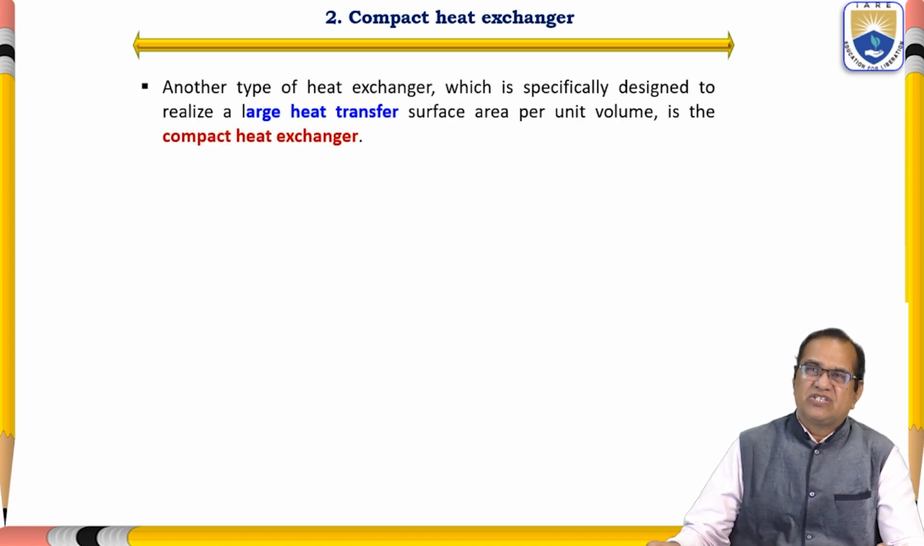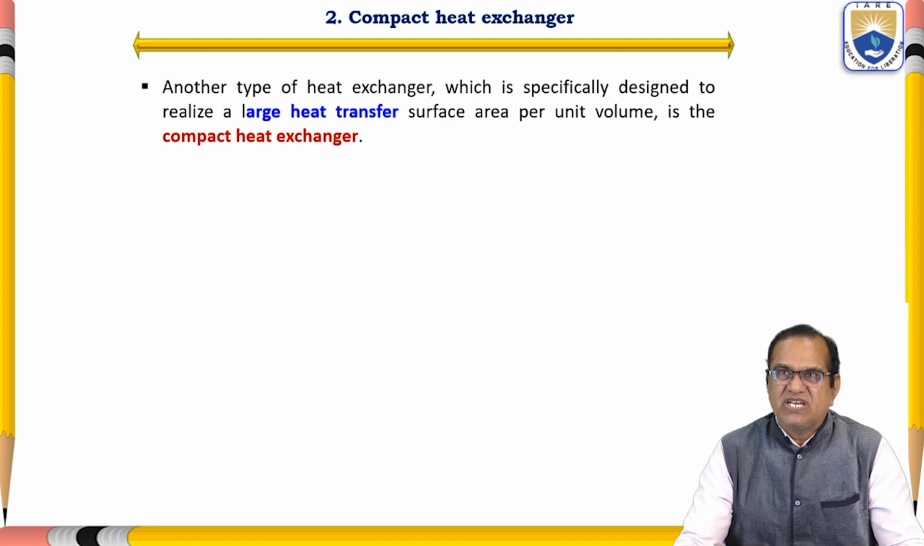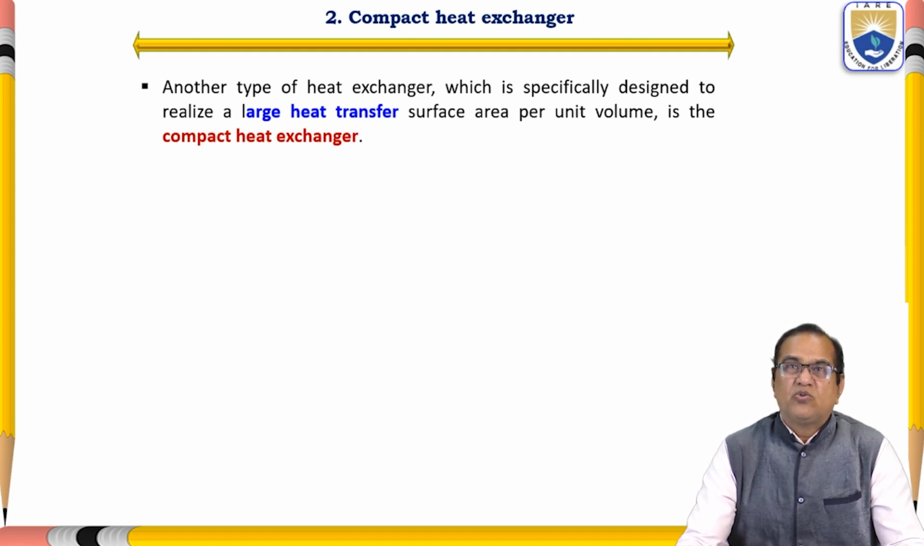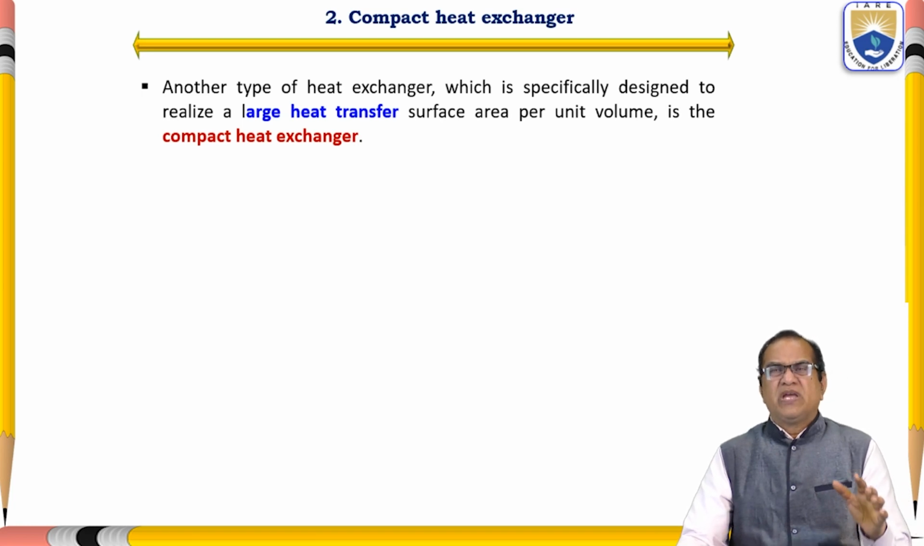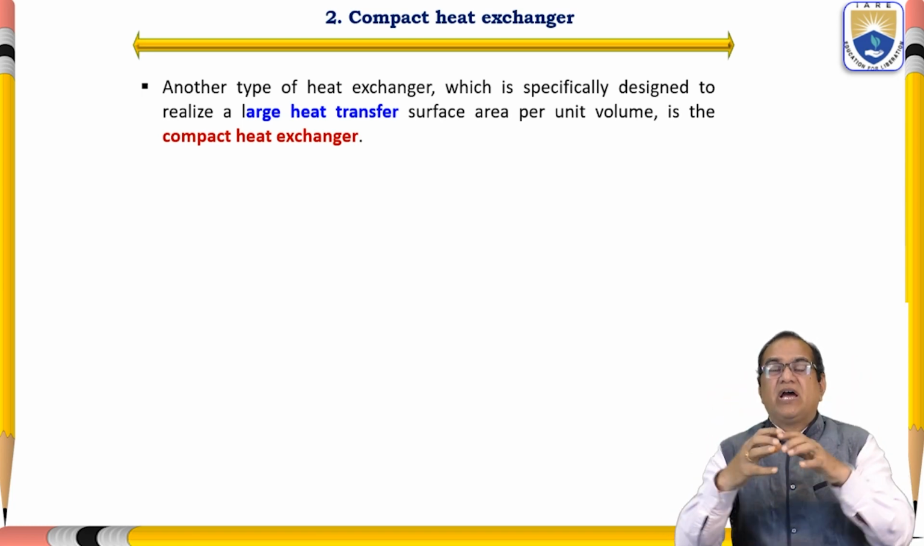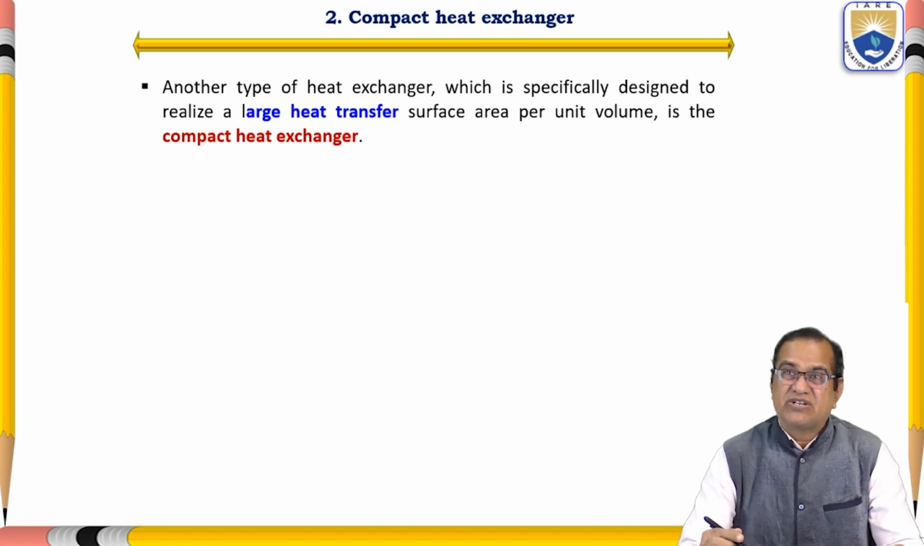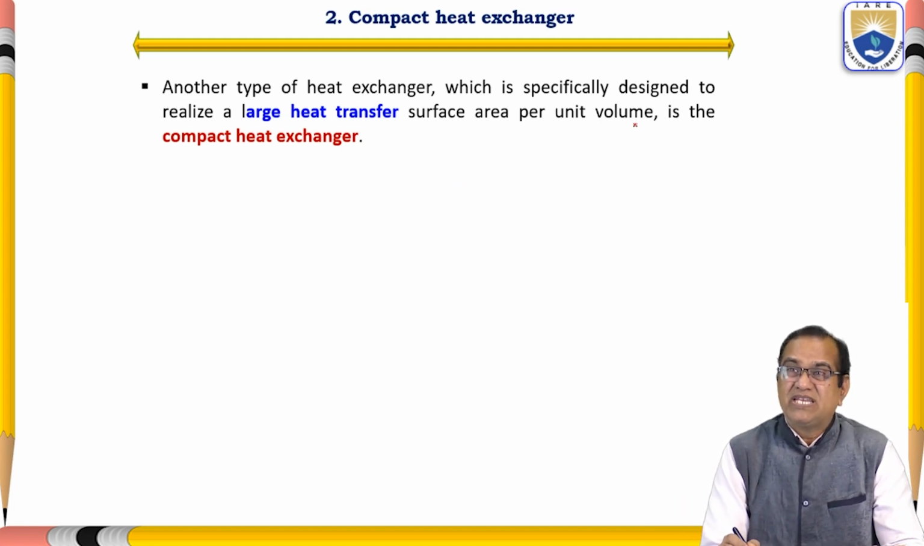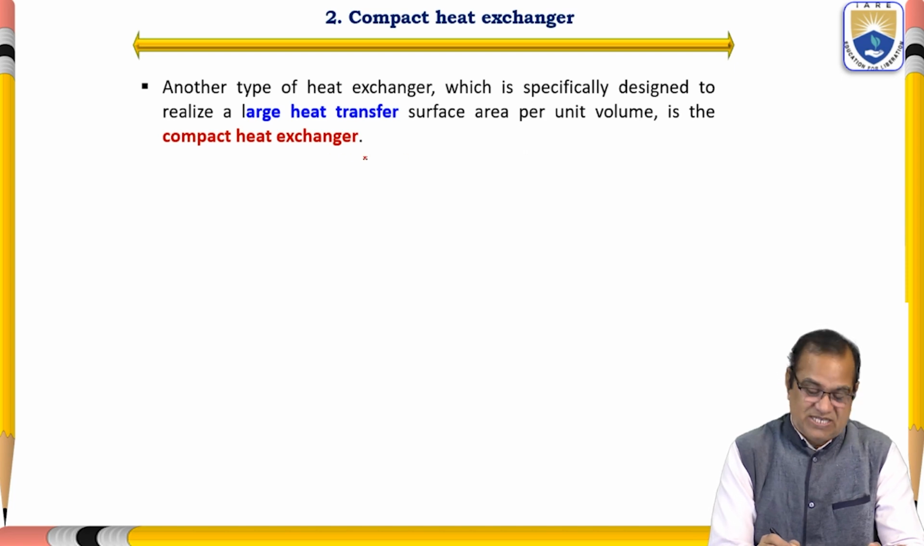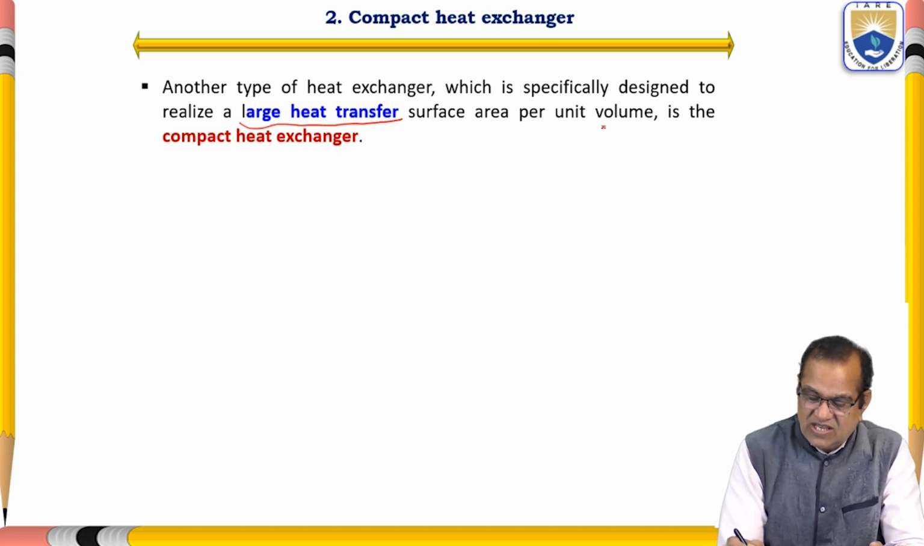Compact heat exchangers are another type of heat exchanger which is specifically designed to realize a large heat transfer surface area per unit volume. So compact means what? In a small area, much work you can perform. So more heat exchange with less volume or area.